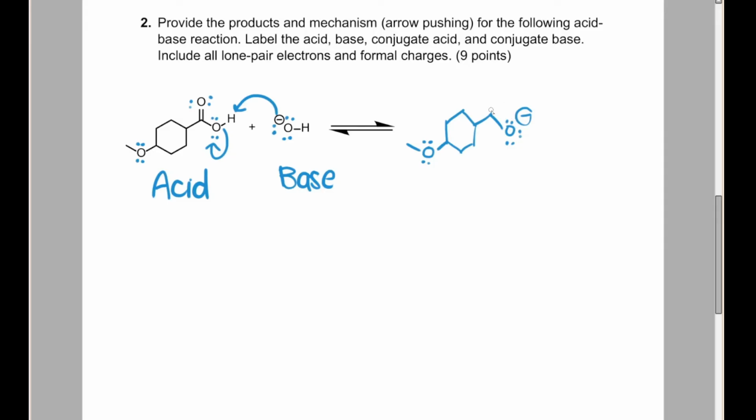This would have a negative charge. This is not very clear. And then this base will become water, H2O. And as you may recall, the acid will turn into a conjugate base, and the base turns into a conjugate acid because it gains a proton. And the acid loses this proton, this hydrogen atom, so then it becomes the conjugate base.